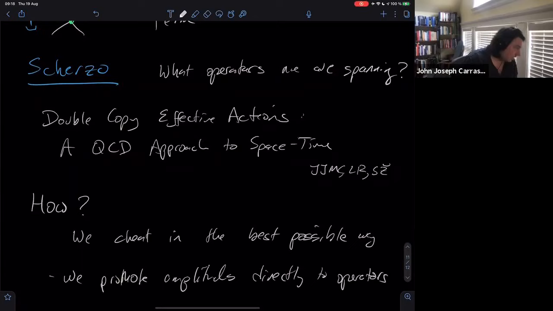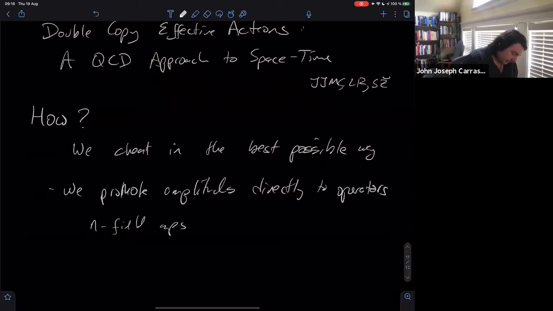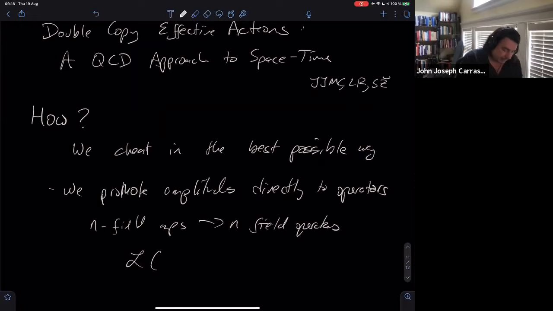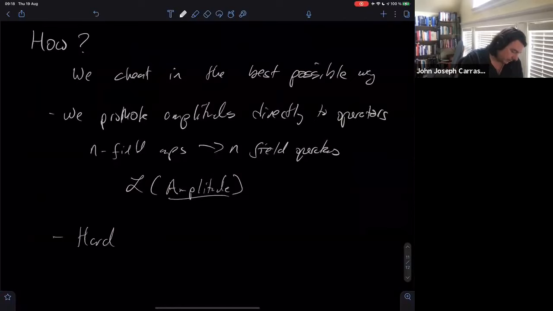So directly from N field amps to N field operators. And so you're really writing down your action in a way that makes it very clear that it's a function of the amplitudes you're making predictions with. We hard code locality with a few tricks.